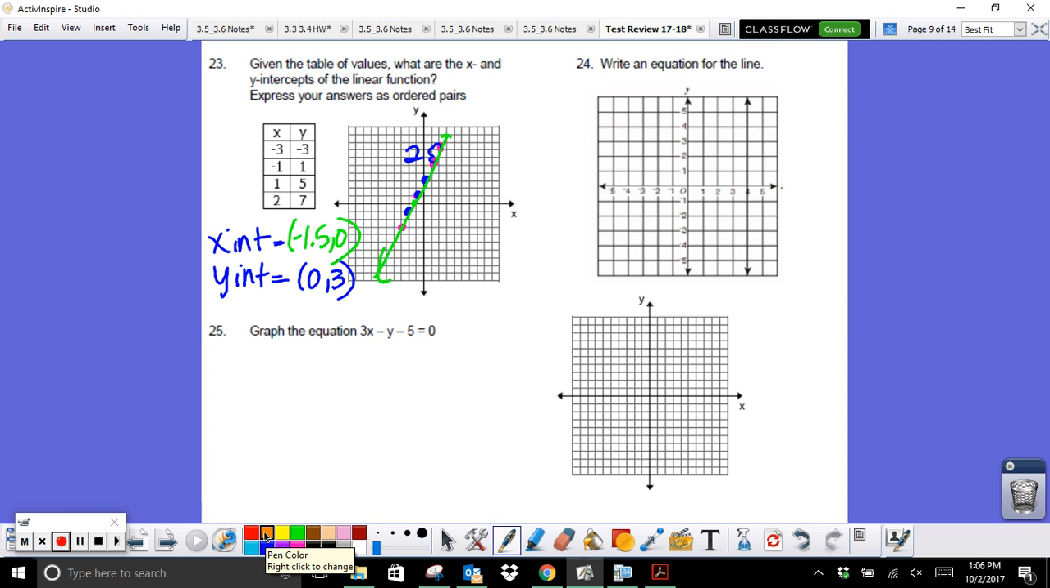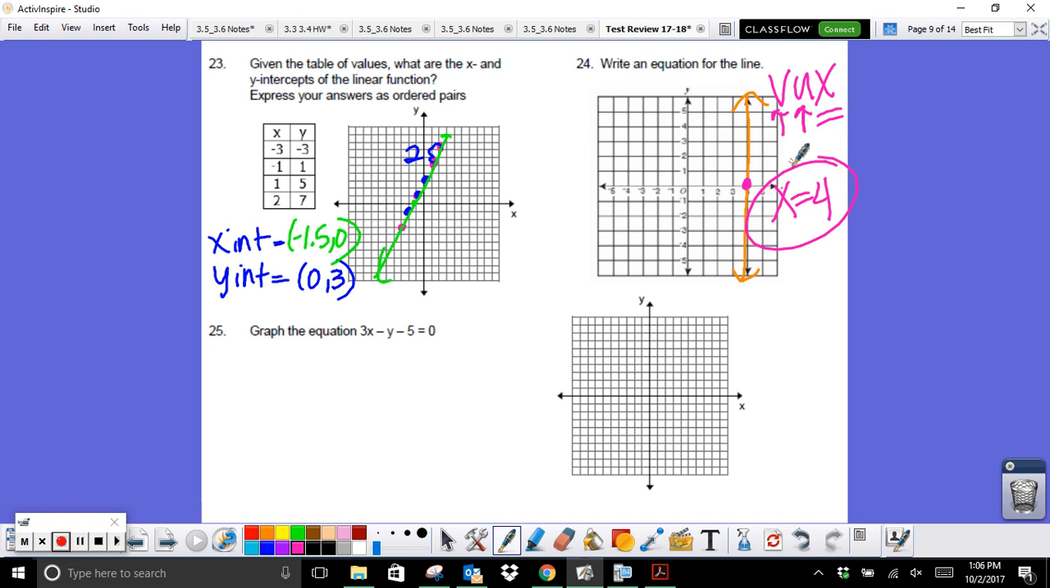24, write an equation for the line. This is hard to even tell where the line is. It's this line right here, this vertical line, which means I'm going to think about VUX here. VUX would tell me that it's a vertical line with an undefined slope, and the equation needs to be x equals. So I'm going to look here and see what x equals, and it's going through 4. So my equation here would be x equals 4.